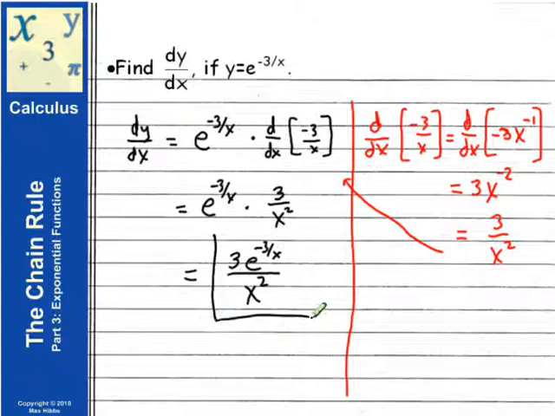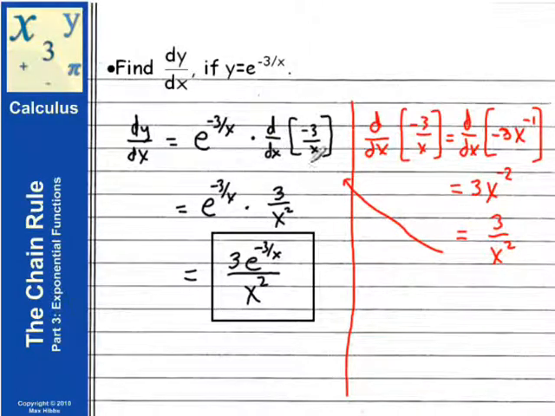Now, this was an example where it was almost critical for us to be able to write this step as a derivative step, because that took a little bit of work for us to complete.